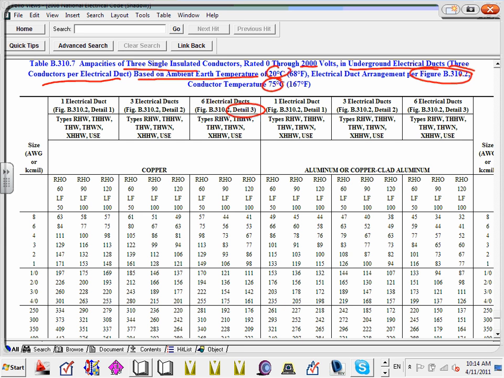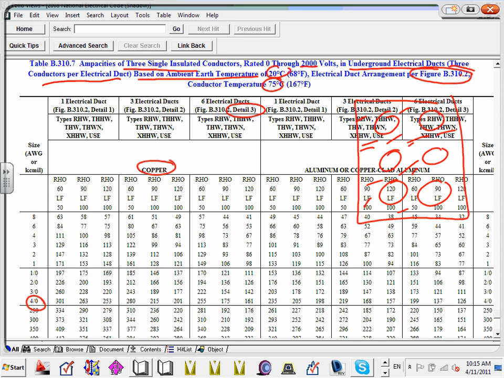Detail number 3 is actually 6 parallel sets, low voltage. Suppose I'm paralleling again 4-aught, and the arrangement, detail number 3, guys, looks like this: 1, 2, 3, 4, 5, 6.